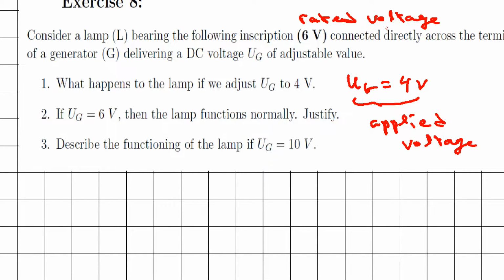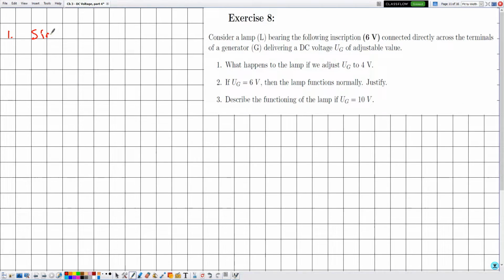Now notice that in this case the applied voltage is less than the rated voltage. So let's say, since the applied voltage is less than the rated voltage of the lamp L, and between brackets let me say 4 volts is less than 6 volts.